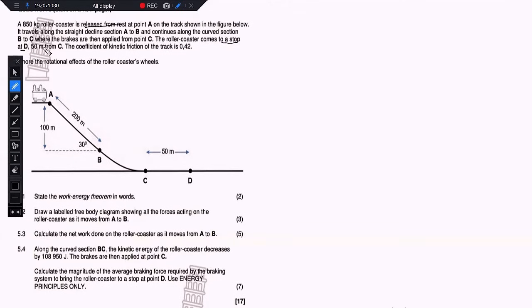And then which is 50 meters from C. The coefficient of kinetic friction of the track is 0.42, and then they say ignore the rotational effect of the roller coaster's wheel, right? So note that we are given the coefficient, and then 5.1 says state the work energy theorem in words. So 2 marks for free. Work energy theorem in words.